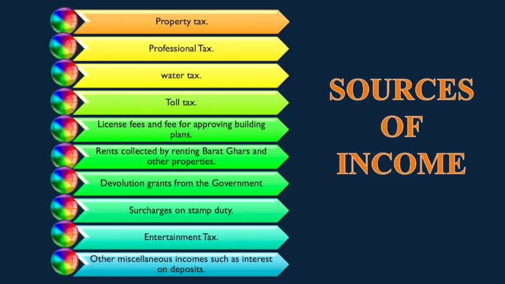The major sources of income for the town panchayat are collection of property tax, professional tax, water tax, toll tax and license fee for approving buildings. If you are purchasing a piece of land and would like to construct a house, you need to get approval from the town panchayat. For that there is a fee you have to pay to get the approval. So, this is a major source of revenue.